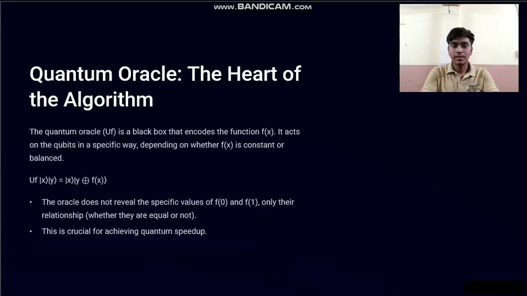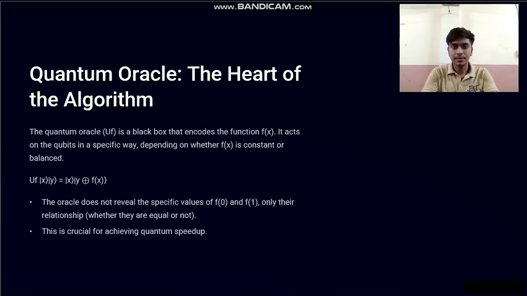Quantum oracle, the heart of the algorithm. Let's talk more about the oracle because this is where the magic happens. The oracle is a black box and we don't know how it computes f(x), but we know it changes the qubits in a specific way. U_f |x,y> = |x, y ⊕ f(x)>.